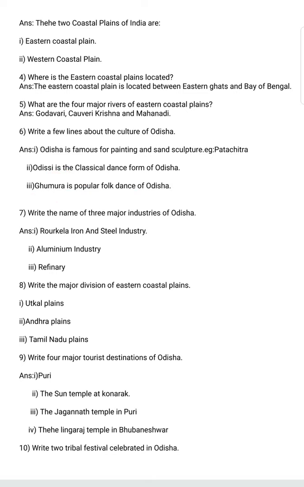Next, question number 7. Write the name of three major industries of Orissa. So what are the major industries of Orissa? Rourkela and steel industry. This is a very famous iron and steel industry located in Orissa. Next, aluminum industry. Next, refinery. So you keep one of these in mind.